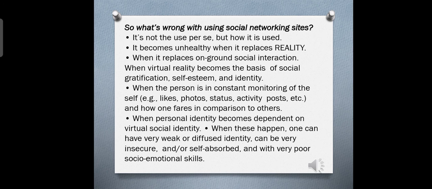Tapos lastly, when this happens, one can have a very weak or diffuse identity, can be very insecure and or self-absorbed, and with very poor socio-emotional skills. So dito, when it happens, magiging weak na yung identity natin, magkakaroon tayo ng mga insecurities, tapos hihina na yung ating socio-emotional skills. Kasi yun nga, magko-compare na tayo, ma-insecure na tayo sa iba, sa mga pinupost ng iba. Kasi nga, check tayo ng check sa Facebook natin or sa mga post natin.